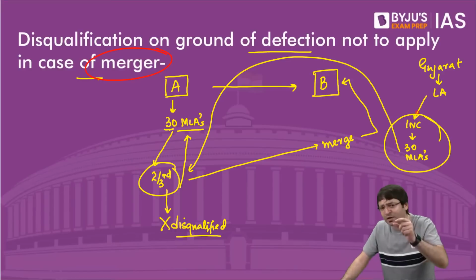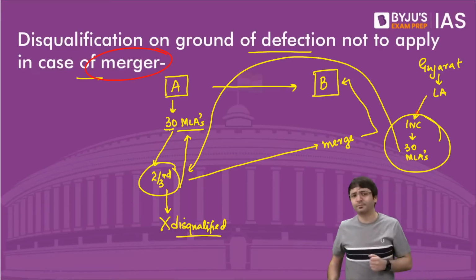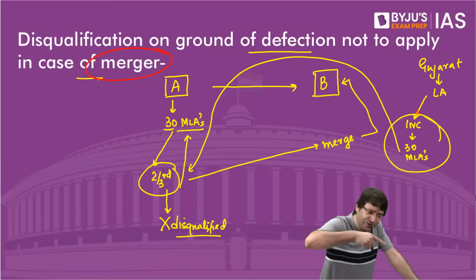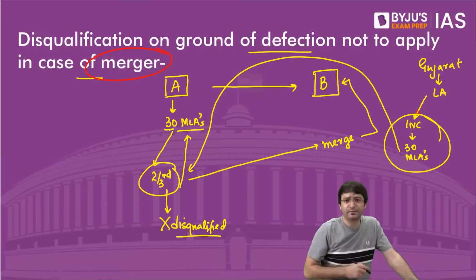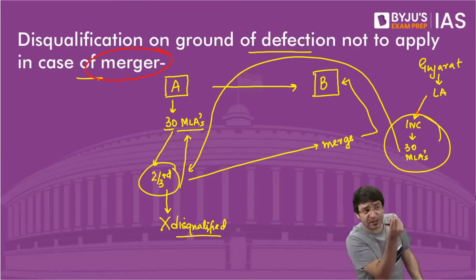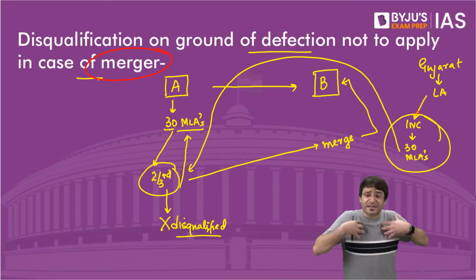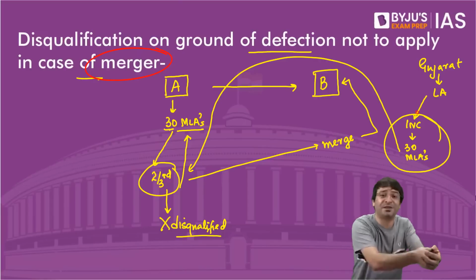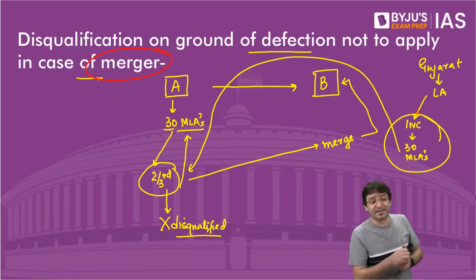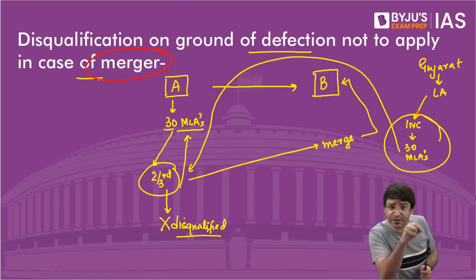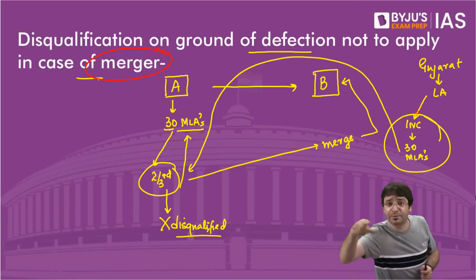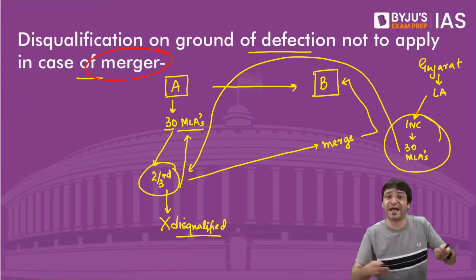But has Congress merged with the BJP? No. There is Congress political party in all the states in India. There is Congress as a political party present in Lok Sabha and Rajya Sabha as well. So Congress as a political party has not merged with the BJP. It is the MLAs of a political party in one house who have decided to merge with the BJP. But that is not merger, that is defection.